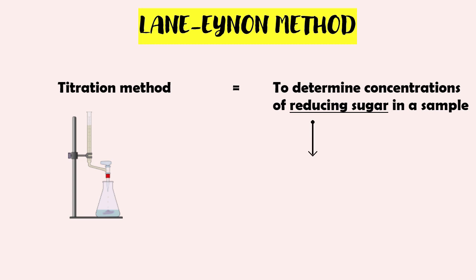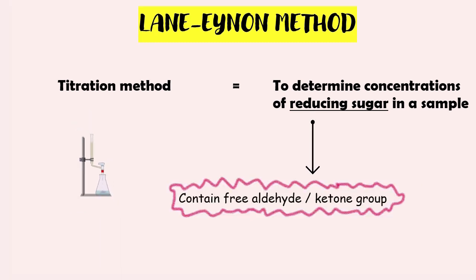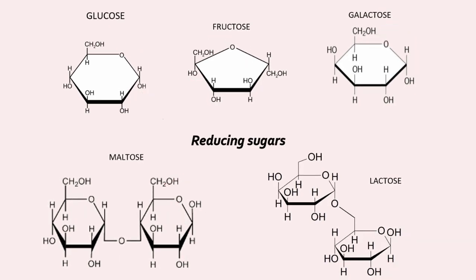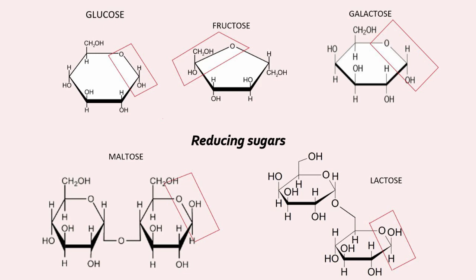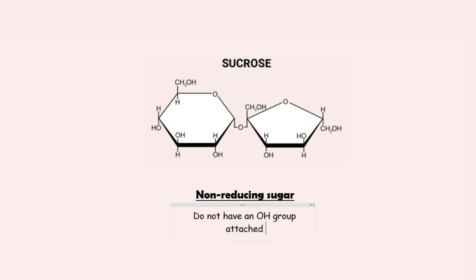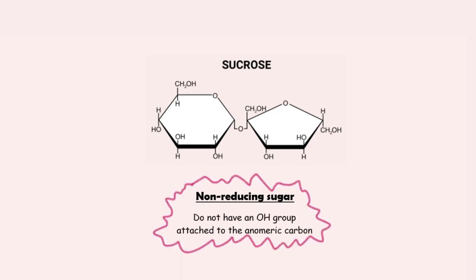To elaborate, reducing sugars are sugars which contain free aldehyde or ketone groups, enabling them to react with reducing agents. So as you can see in the figure, most sugars such as glucose, fructose, galactose, they all contain free aldehyde or ketone groups. In contrast, sugars like sucrose do not have this OH group attached to the anomeric carbon. In this case, sucrose must first be hydrolyzed into a reducing sugar. Only then can it be analyzed using this method.